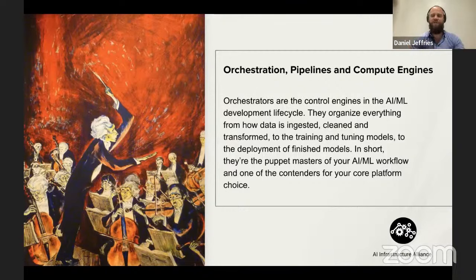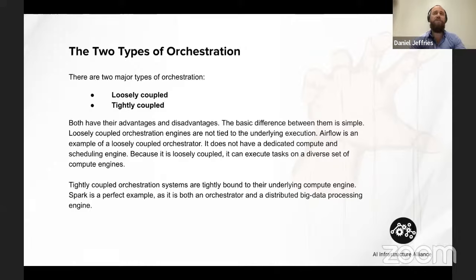A tightly coupled orchestrator is something that's tightly bound to the underlying compute engine, right? So Spark is usually a perfect example of this. It's both an orchestrator and a big data distributed processing analytics engine. Now, the advantage of loosely coupled is that it can be an orchestrator of orchestrators. It can orchestrate across a lot of different platforms, right? If you've got things like Airflow and Prefect, you can execute across a lot of different platforms. And that's usually great because you're probably going to have a diverse set of platforms under there.